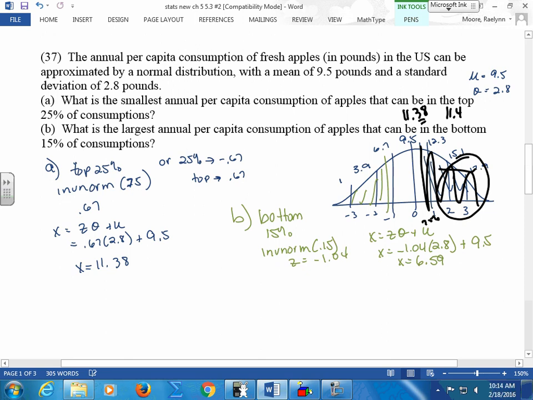If it's down here in my bottom 15%, and my x value is 6.59, and I wanted to round down into this, I would have to round to 6.5, because if I round up, I'm out of my shaded area. That's the only time you run into trouble with the rounding, is when we look at an x value.